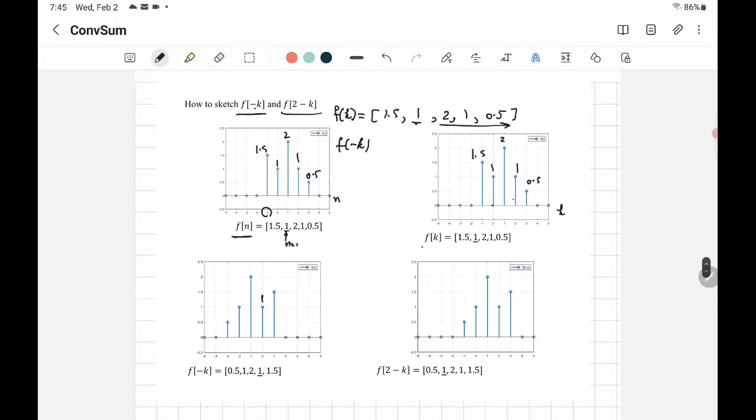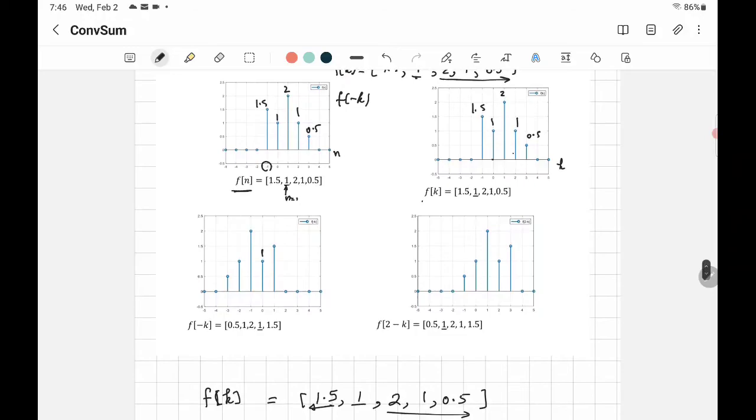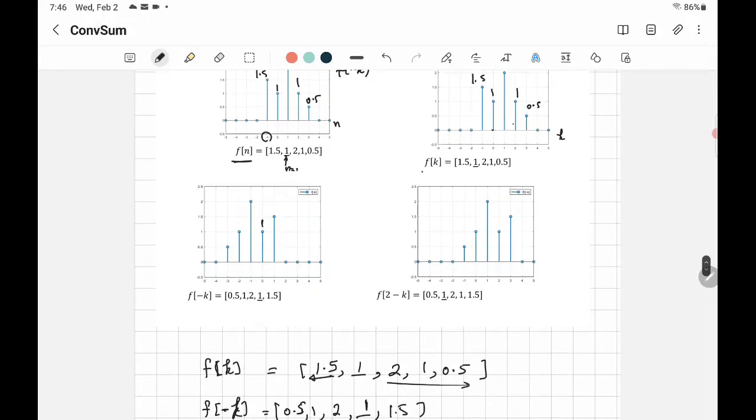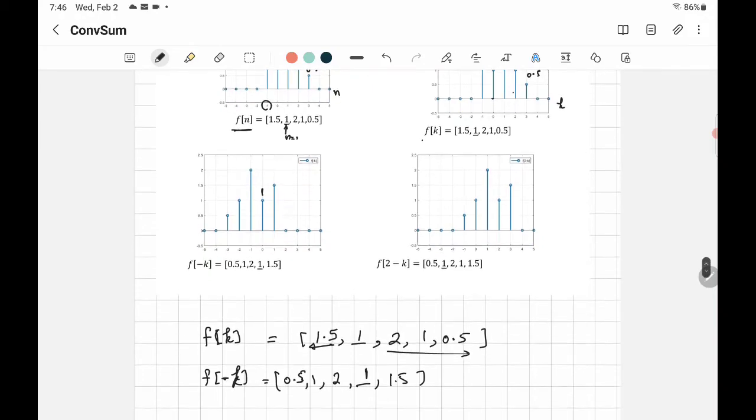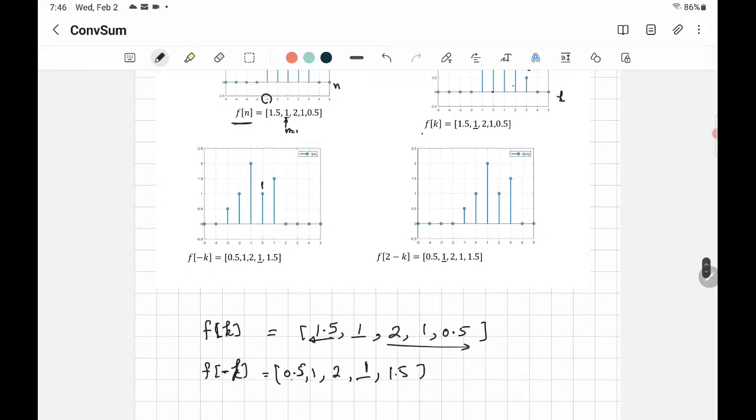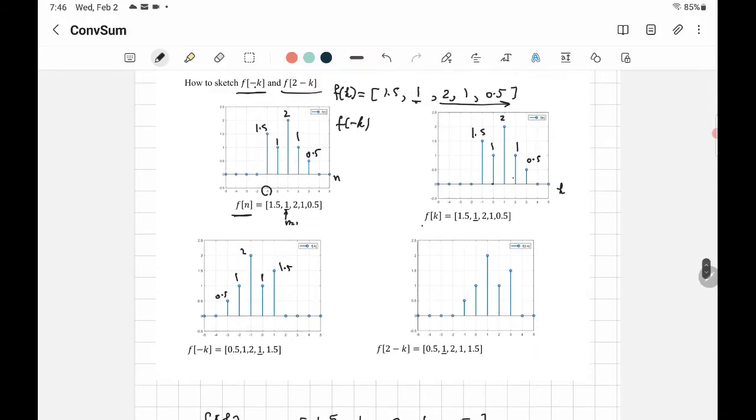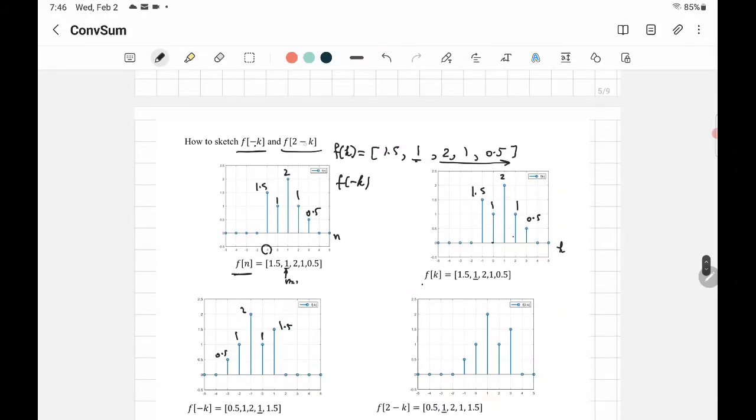Let's just look at that. That's f of k, so f of minus k is the reflection. That's what you got, and that's exactly what you're supposed to get. Start with 0.5, then 1, 2, 1, 1.5. That's f of minus k. If it's 2 minus k, it means you made the reflection, the inversion for f of minus k, and then you add 2.